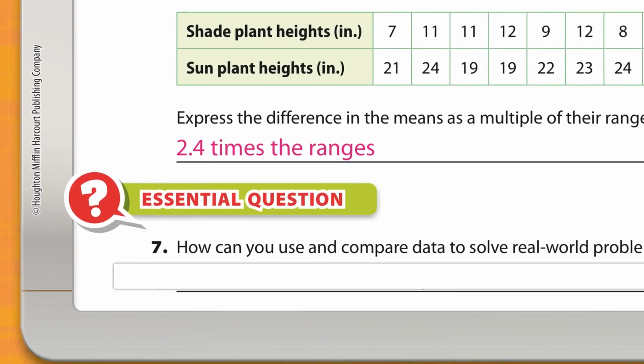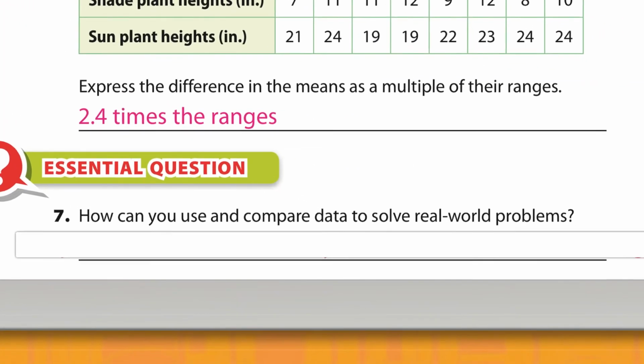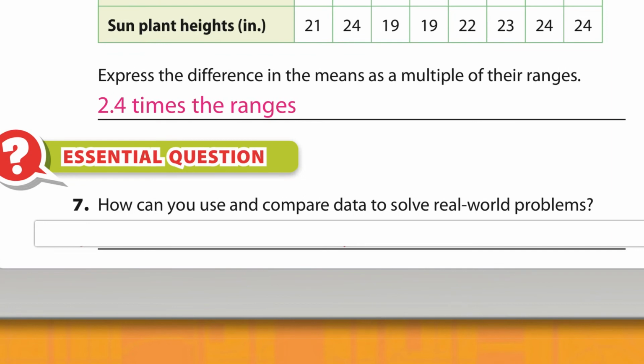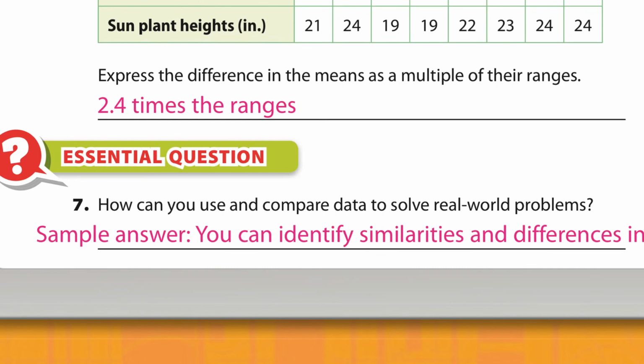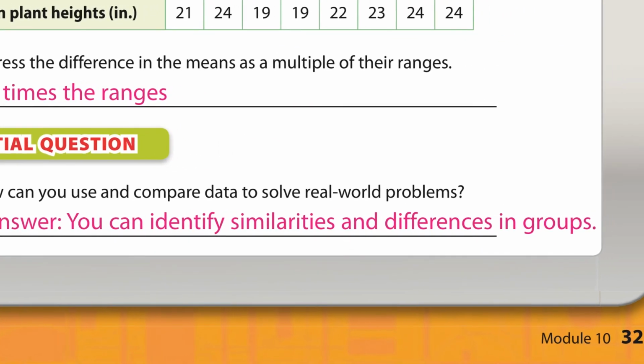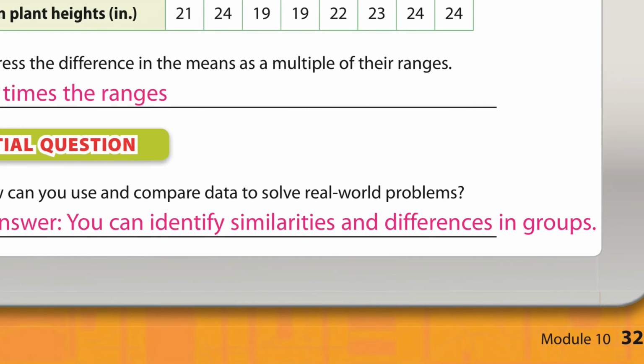Okay, and a pretty generic question here, but essential. How can you use and compare data to solve real-world problems? Here's my generic answer. You can identify similarities and differences in groups. Quite simple. And that's about all you got to know.